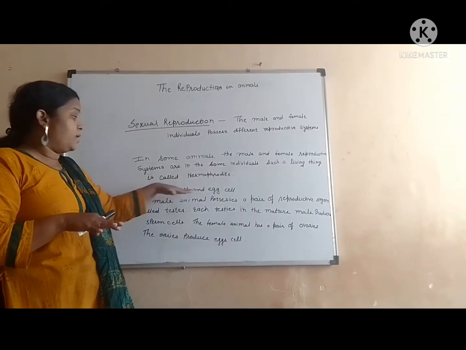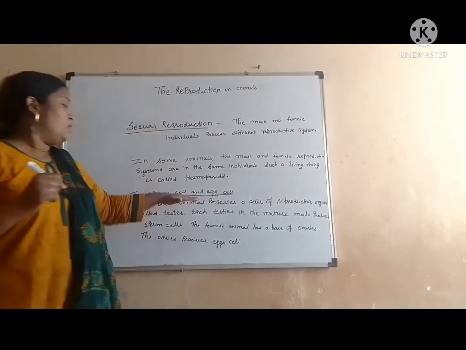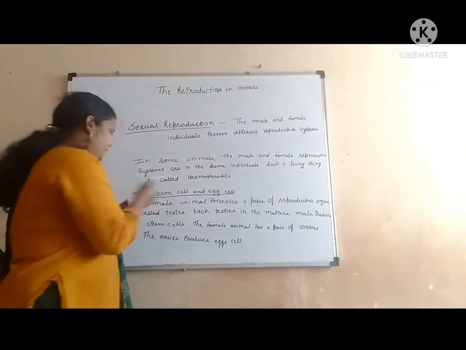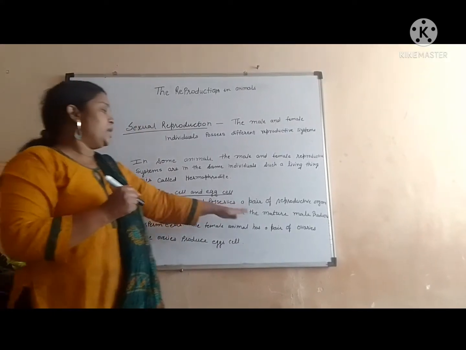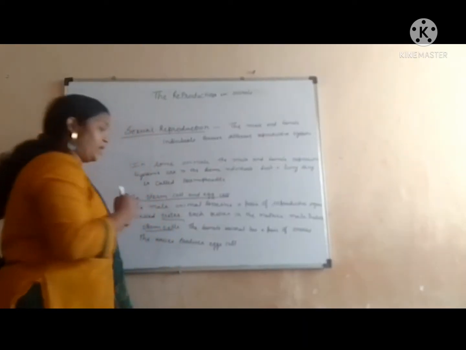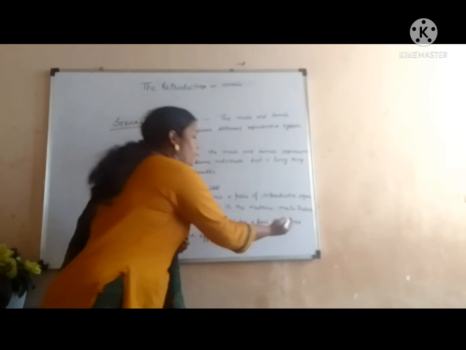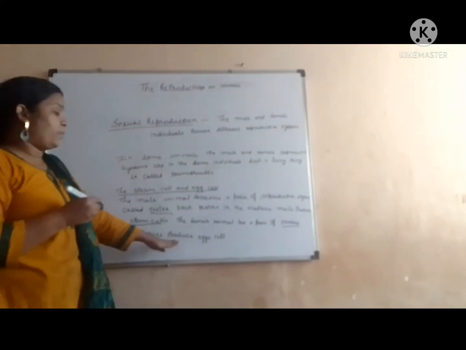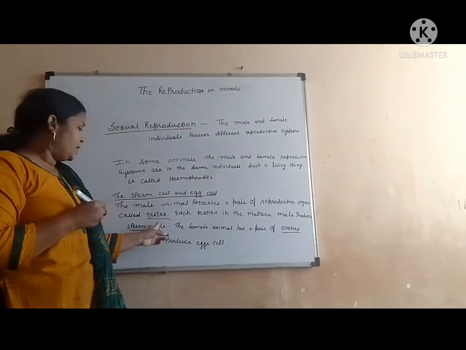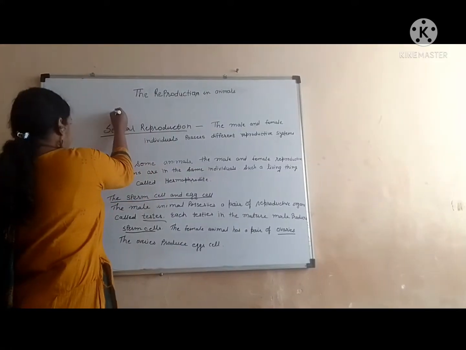Now, the sperm cell and the egg cell. Let's talk about these cells. The male animal possesses a pair of reproductive organs called testes. Each testis in a mature male produces sperm cells. In the same way, the female animal has a pair of ovaries. The ovary produces egg cells. Both testis and ovary produce different cells that are called gametes.